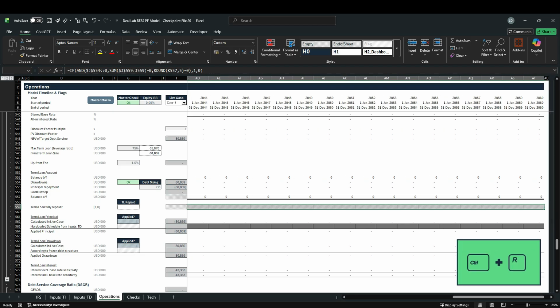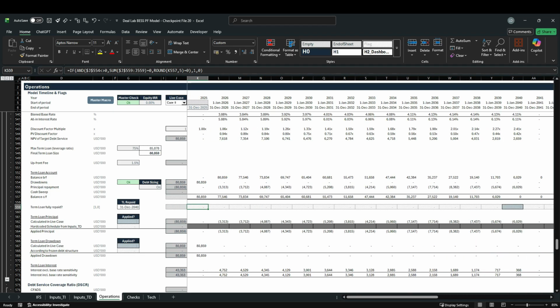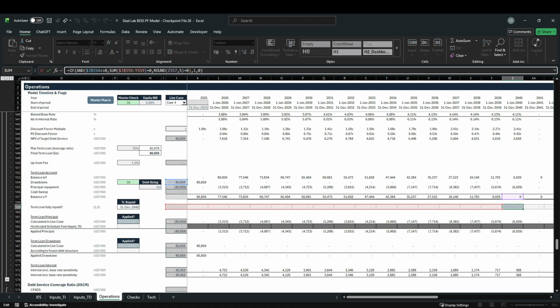Let's drag this over, Control R. And you can see that here in year 2040, our flag is showing up. And let's quickly think through what we just did here. So first we check whether our drawdowns are different from 0. That's the case. So we do have a drawdown.